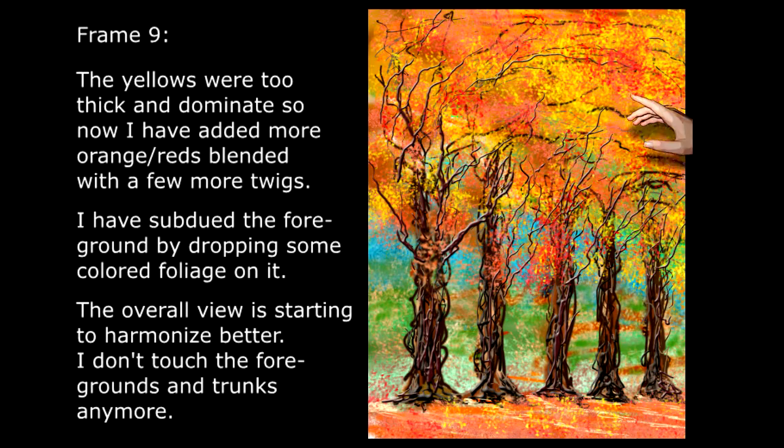The yellows were too thick and dominant, so now I have added more orange reds blended with a few more twigs. I have subdued the foreground by dropping some colored foliage on it. The overall view is starting to harmonize better. I don't touch the foregrounds or trunks anymore.